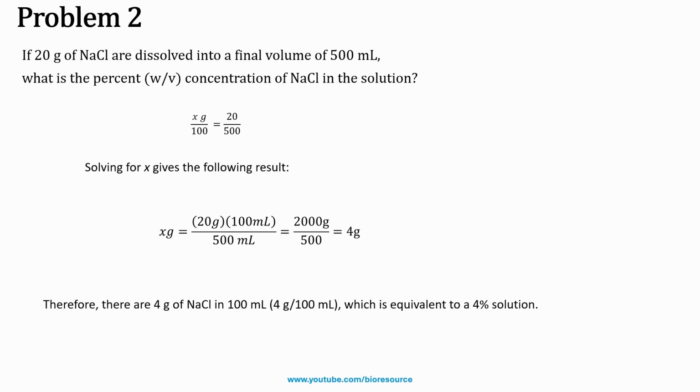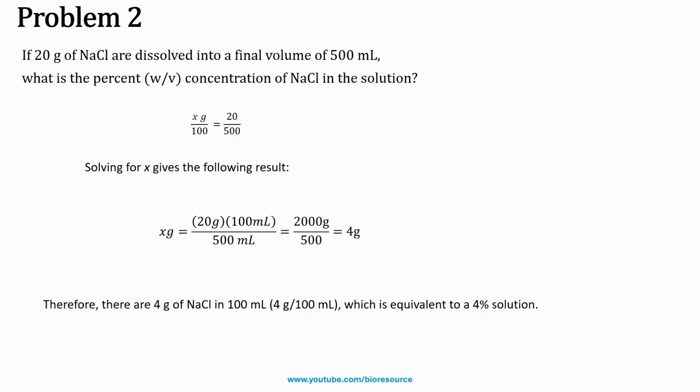Now let's look at another problem. If 20 grams of NaCl are dissolved into a final volume of 500 ml, what is the percentage concentration of NaCl in the solution? So the concentration of NaCl is 20 grams per 500 ml, weight per volume. To determine the percentage weight by volume of the solution, we need to know how many grams of NaCl are in 100 ml. So we can set up an equation of two ratios in which X represents the unknown number of grams.